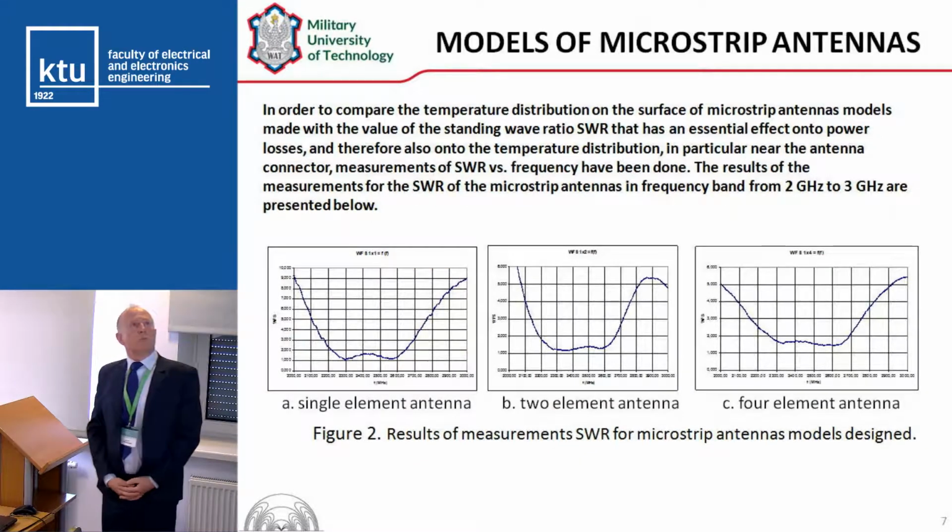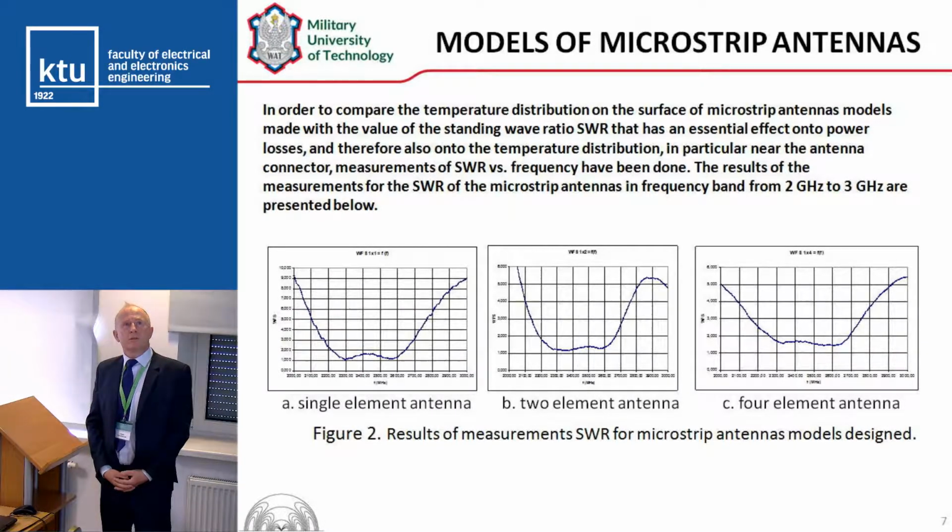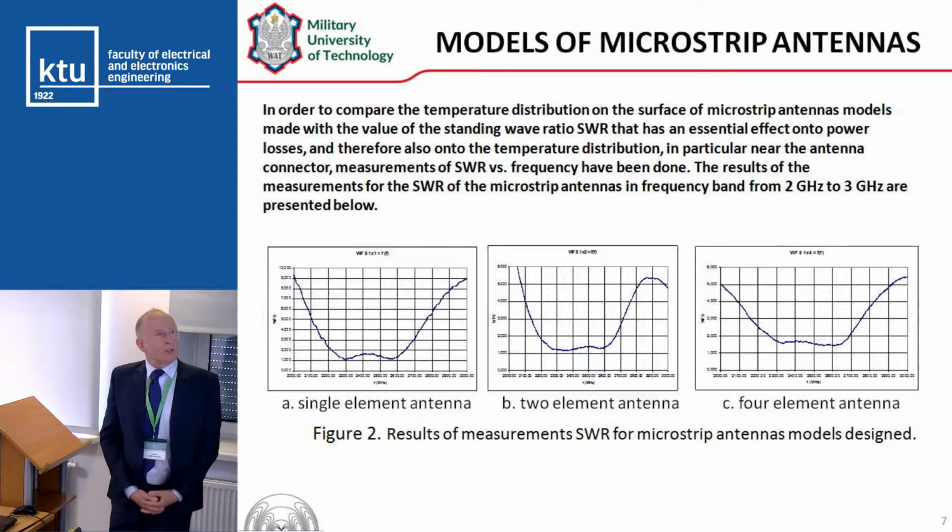In order to compare the temperature distribution on the surface of the microstrip antenna models, the standing wave ratio was considered, as it has an essential effect on the power losses and therefore also on the temperature distribution, in particular near the antenna connector. Measurements of standing wave ratio versus frequency have been done. You can see here the result of the measurements.